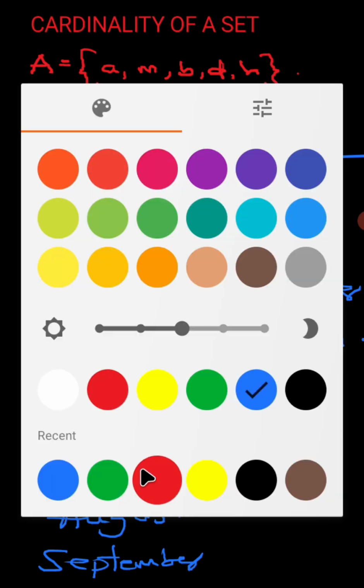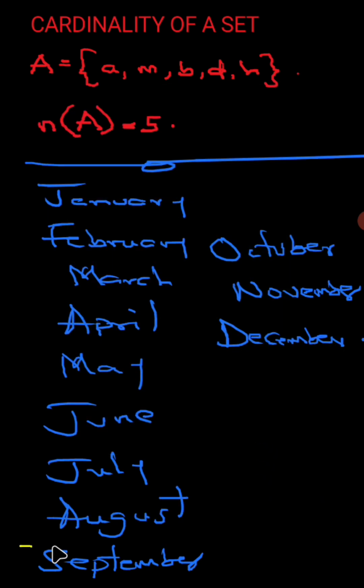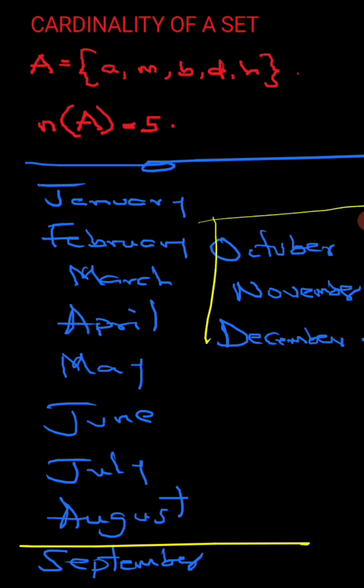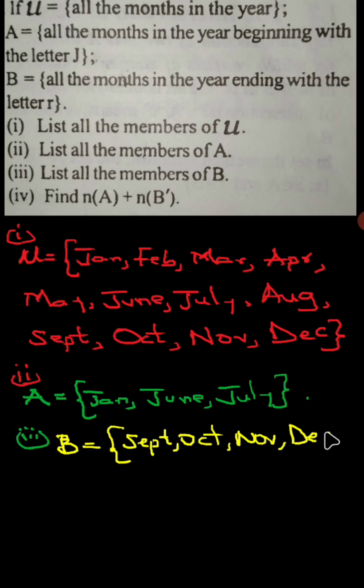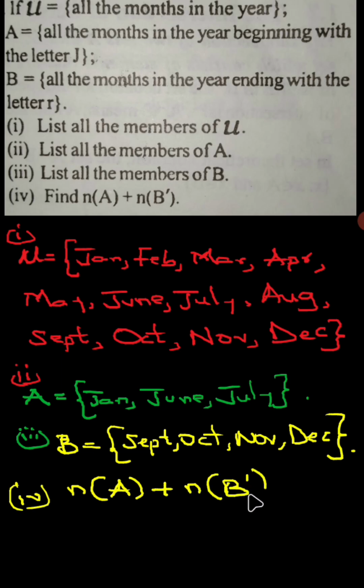So how many of these are ending in R? We have from September to this place. That's 4. So we'll go back to that page and say set B is September, October, November, then December. So this is all for the question. Then the question says we should find the cardinality of A plus the cardinality of B complement.